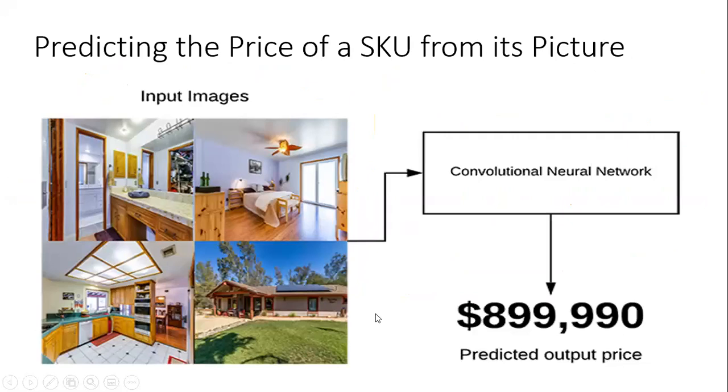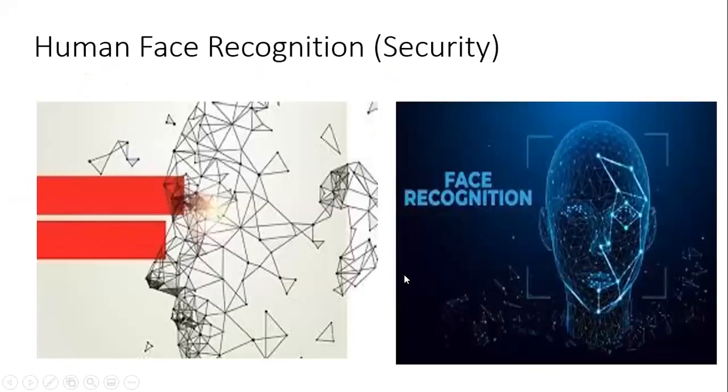Okay, so this is one problem, the price of a SKU from its picture. This is a complicated problem, but when you go to a superstore and you take a picture of any product, that should tell you the price. That requires deep learning. Okay, that's not easy. You can try to work on that. So with this is what we already talked about. This is also not easy.